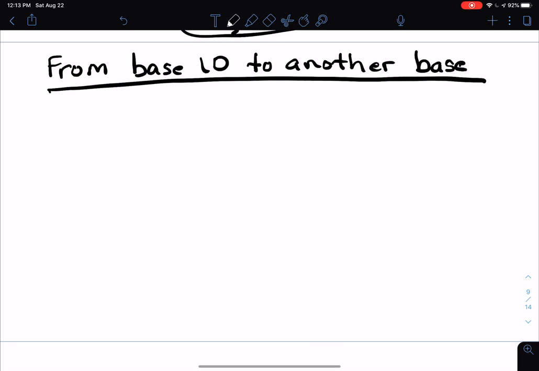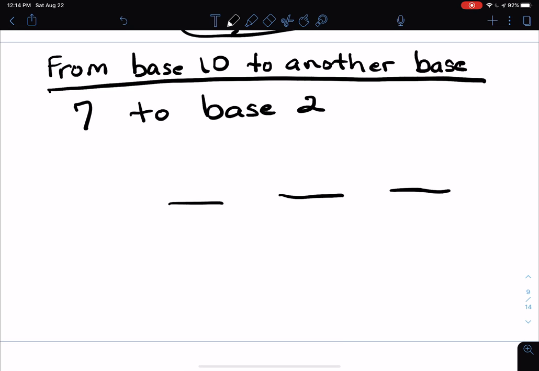All right. So let's start out with something a little smaller. Start out with 7. And let's go to base 2, or binary. Now recall that since we're going to base 2, we have to figure out the highest power of 2 that'll go into 7 without being bigger than 7. So I'm going to start with drawing my blanks.